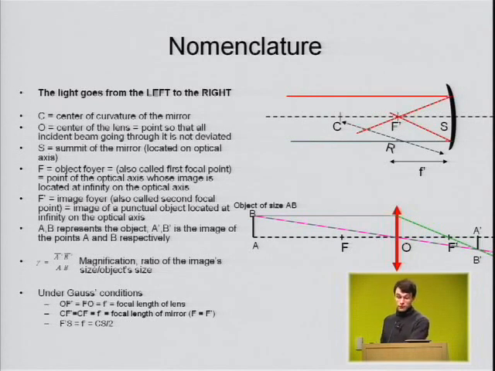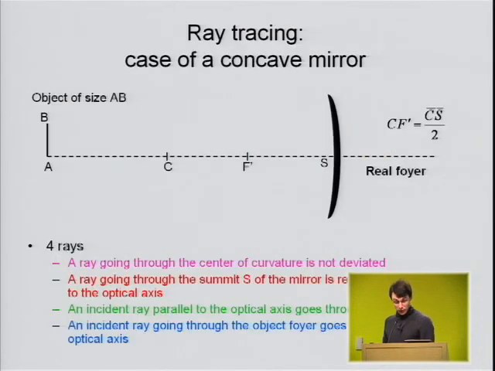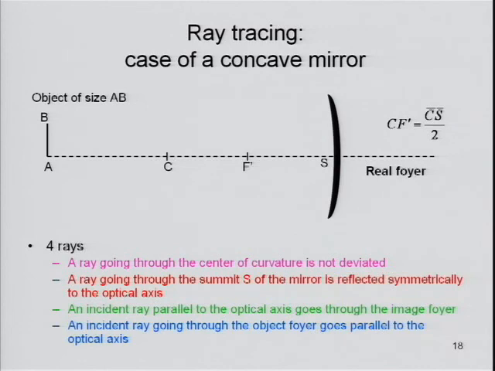And last but not least, for spherical mirrors, the image focal point is located precisely at half of the radius of curvature of the mirror. Okay, at last, let's do the first example. So here we have a concave mirror with an object AB, center of curvature C, image focal point F prime, and the summit of the mirror. A concave mirror is known to have what we call a real focal point or real image focal point.